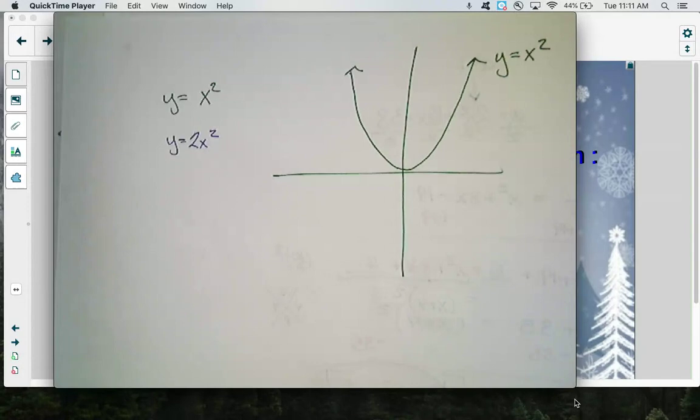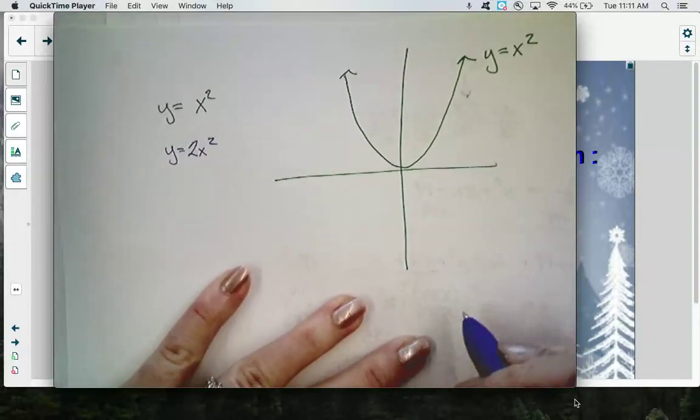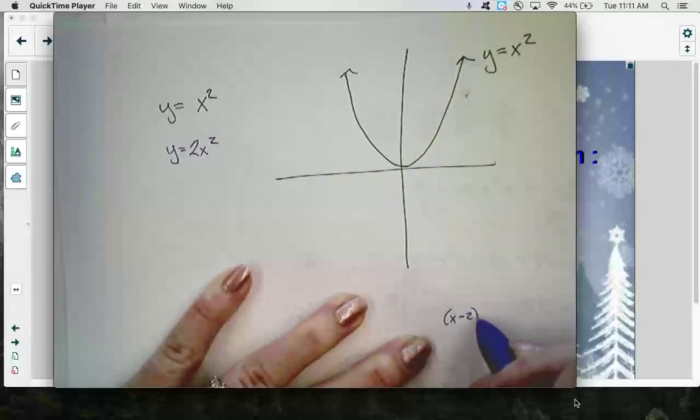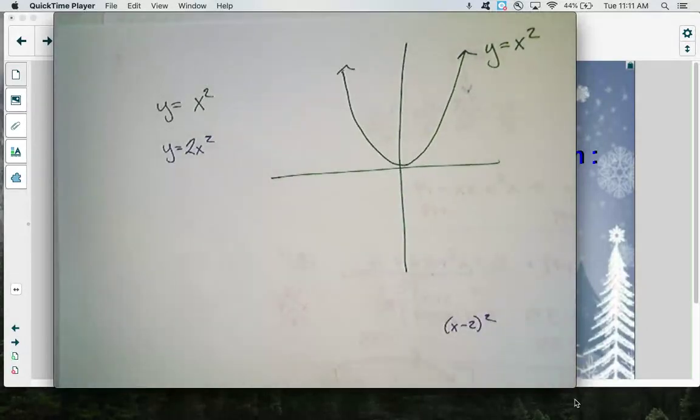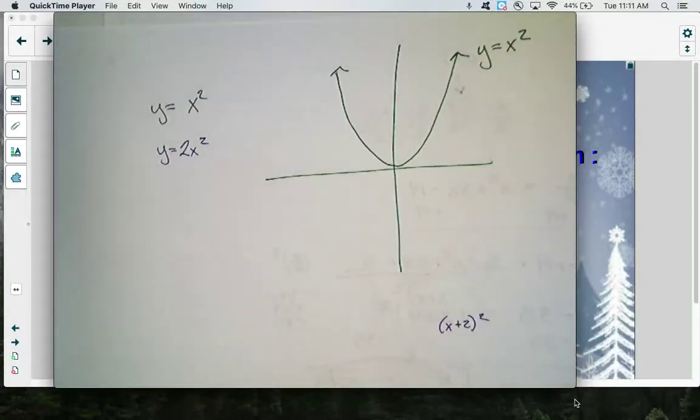What do you think, Amelia? Shifting it to left. Not to left and right, because that would actually be, and I like where your head's at, that would be x minus 2 pointers squared, right? That would actually go to the right, or if it was plus, it would go to the left. So plus and minus is left, right, up, and down.